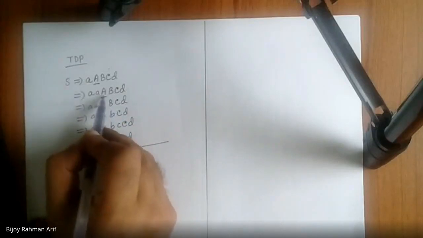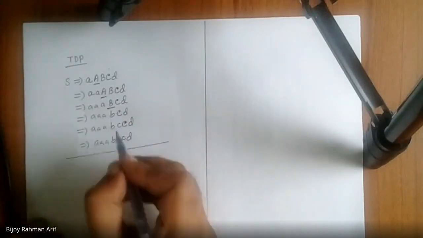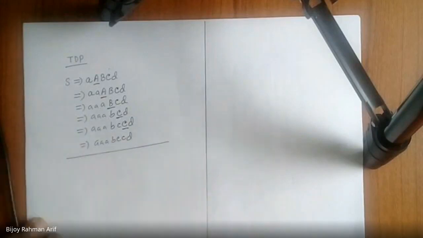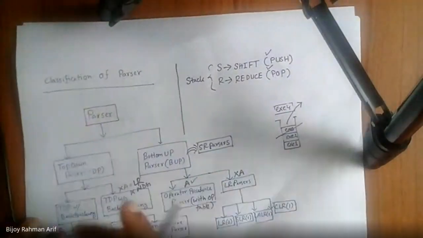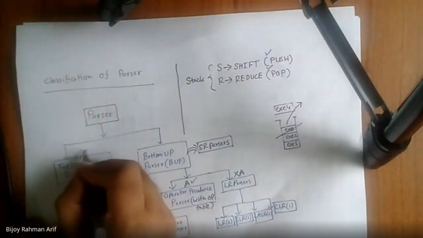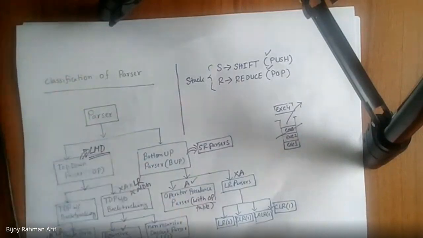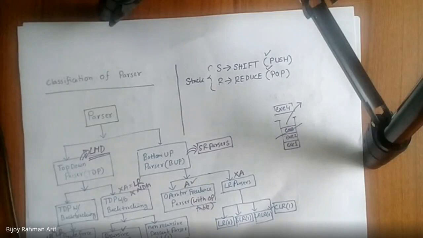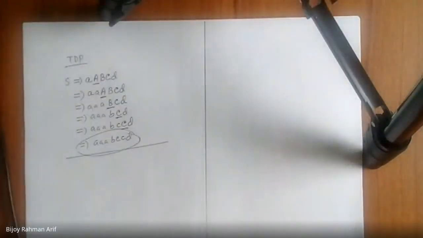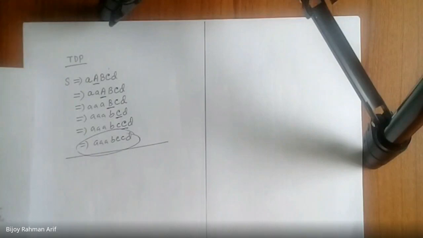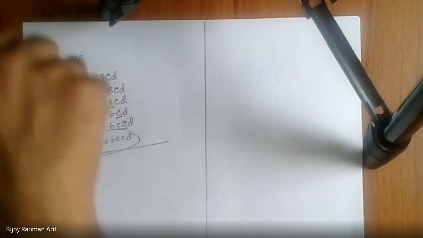So the leftmost variable is replaced first. Here also the leftmost variable is replaced first. Then leftmost variable, then leftmost variable, then leftmost variable. Ultimately, we got the yield. So remember that a top-down parser is nothing but using LMD, leftmost derivation. Remember, okay? Now let's go to the bottom up parser. What is happening in the bottom up parser? Can you tell me?